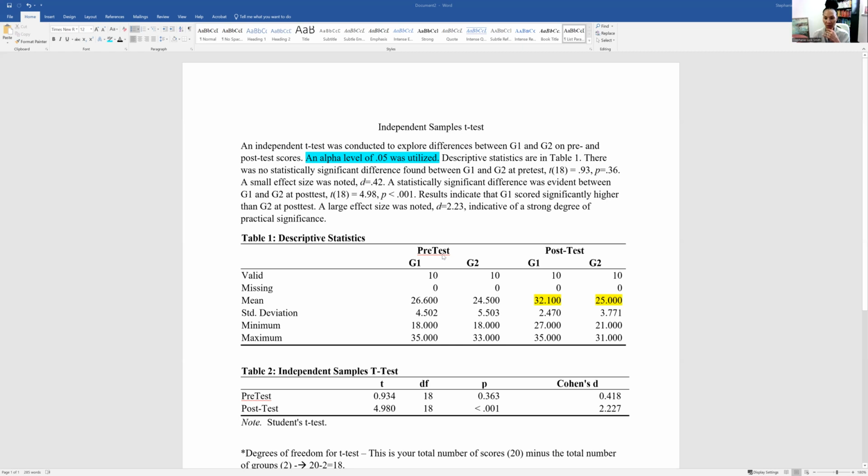Your number of scores, though, depends upon the number of participants, the number of scores that you have in your sample. So we're looking at pretest scores. And for group 1, we had 10. Group 2, we had 10, for a total of 20. So that's going to be 20 minus 2, and that gives us degrees of freedom of 18. And then we're going to write in our actual t-value. If we look here at table 2, we'll see that t equals 0.934. And we always round to two significant figures. So instead of writing 0.934, we'll round that to 0.93.